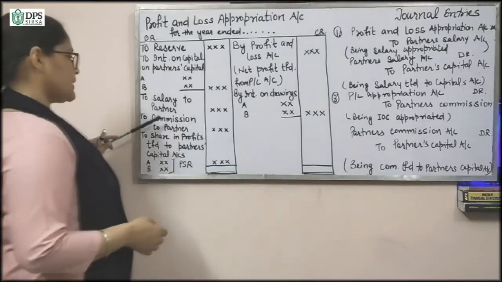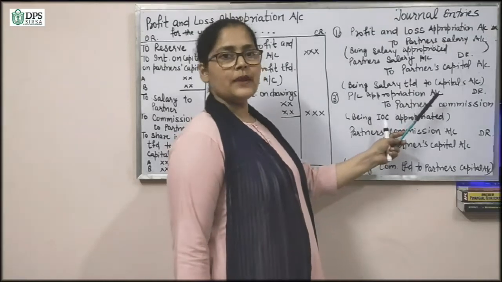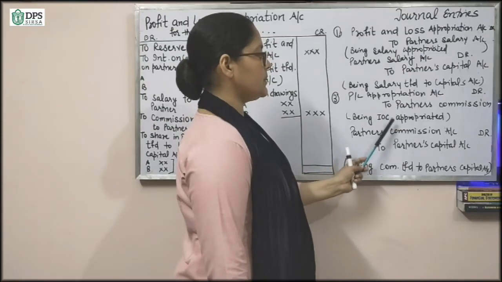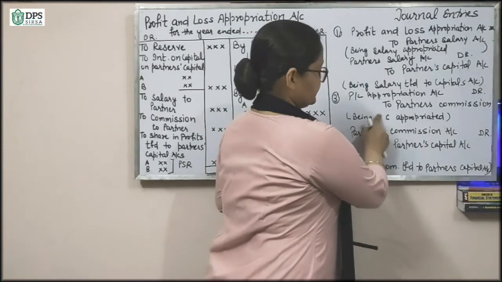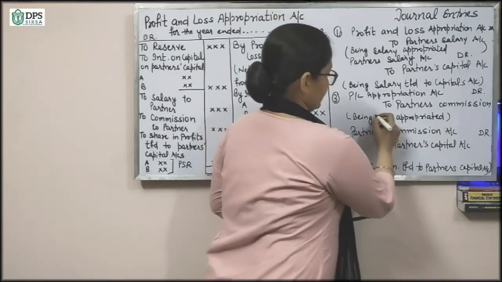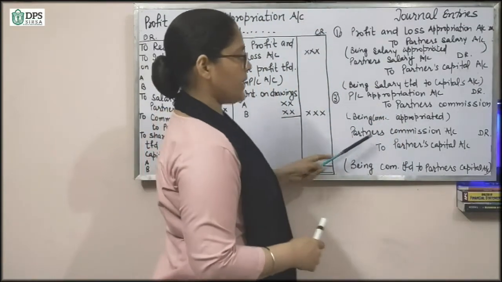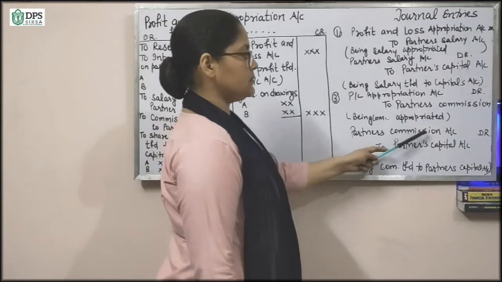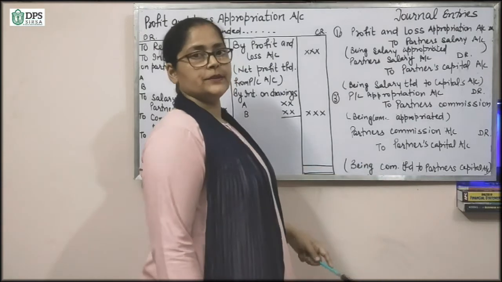Next is commission to partner. When we provide commission, the P&L appropriation account will be debited to partners' commission account. Being commission appropriated. Next is partners' commission account to partners' capital account. That means we are transferring commission to the partners' capital account. It can be to one partner or any of the partners.